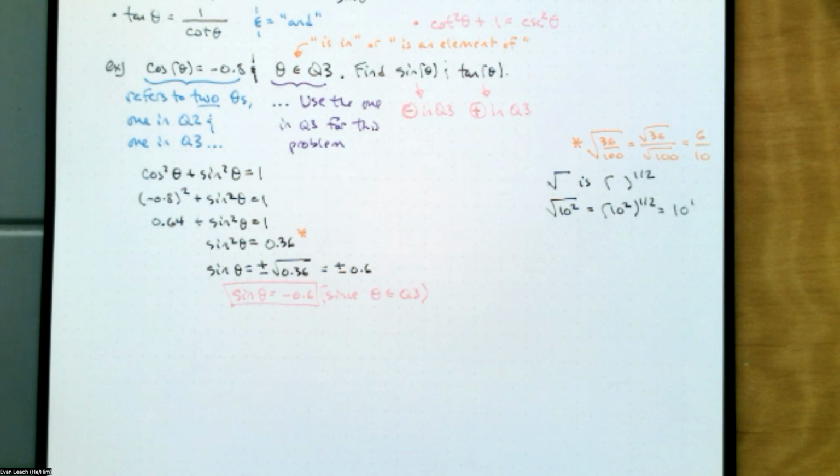Anyway, the reason that it was so easy to find the square root of 0.36 is that we're reading 0.36 as 36 over 100, and both of those are squares. This is why I picked 0.8 in the first place, because I knew that this would work out.